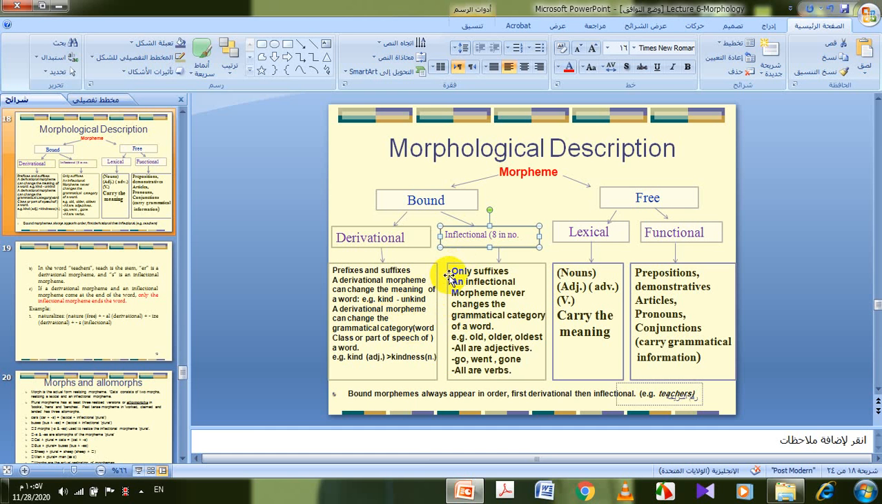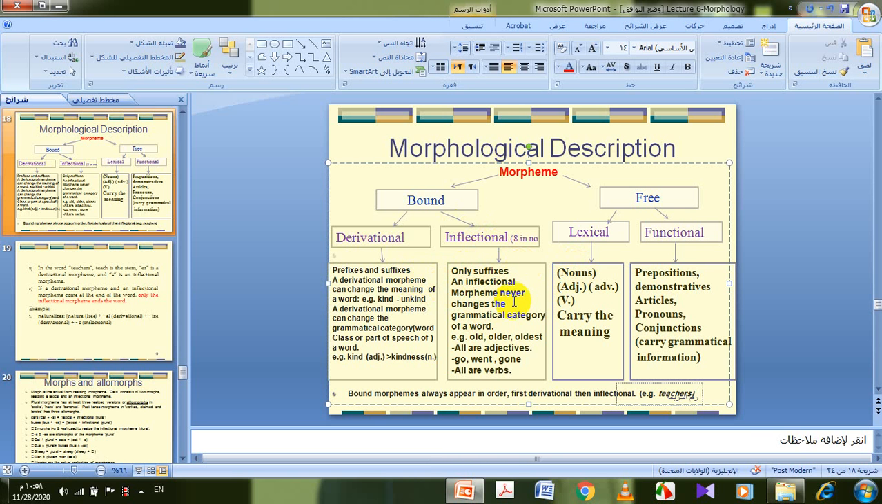So inflectional morphemes are only suffixes. Inflectional morphemes are only suffixes. Good. They come at the end of the words. They come at the end. They occur at the end of words.